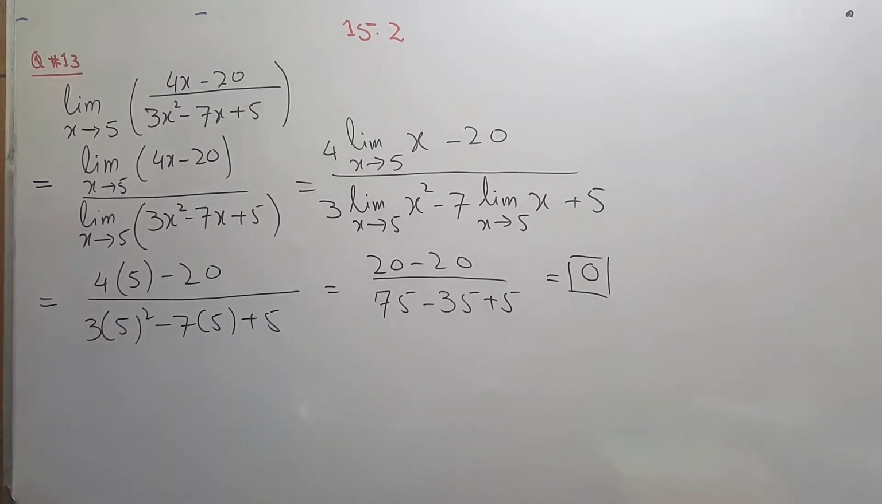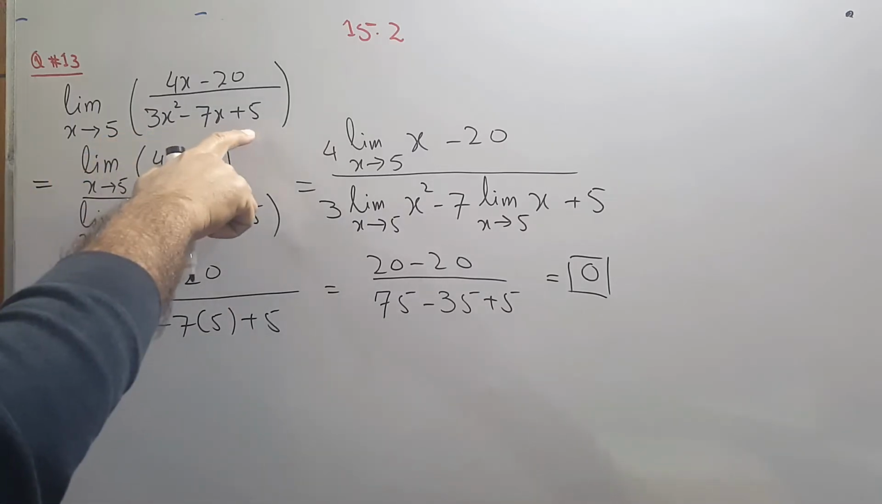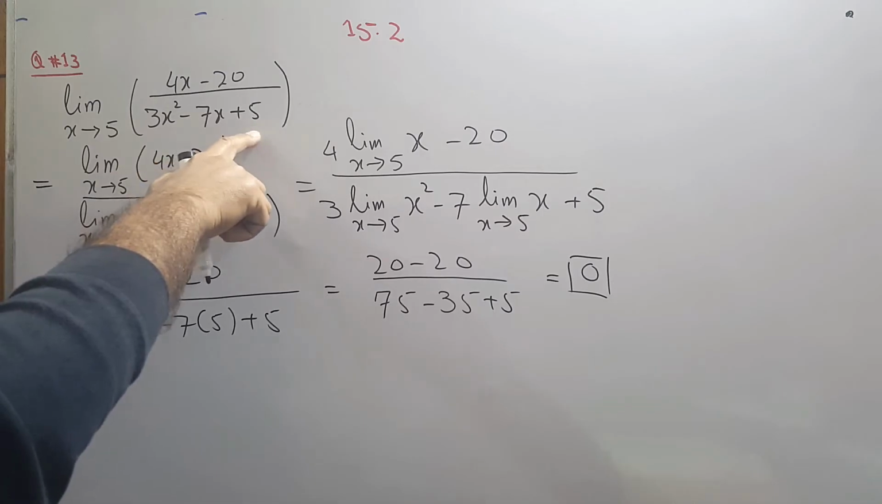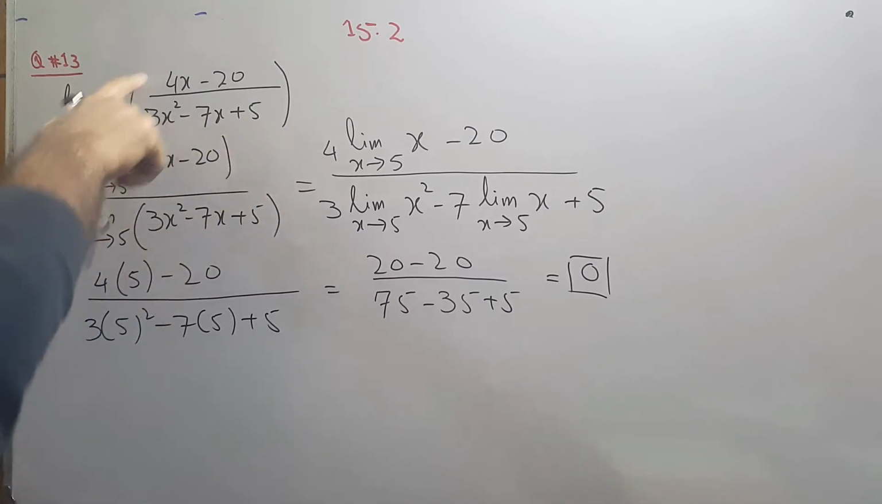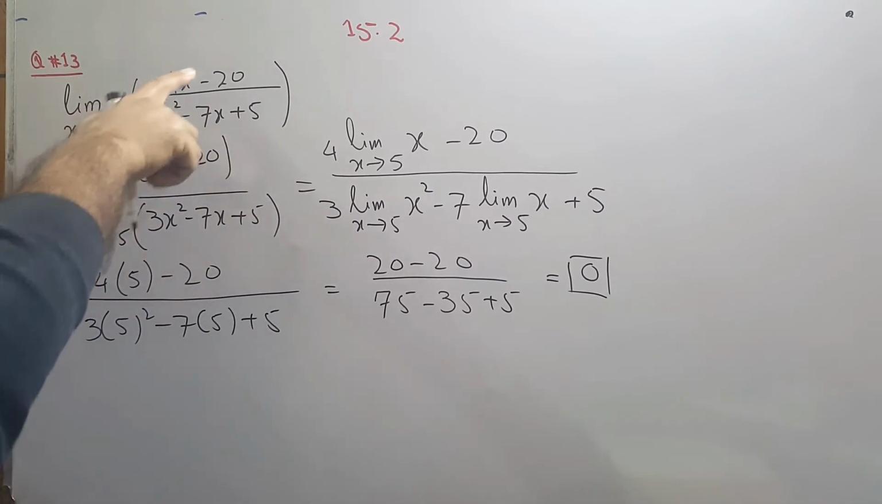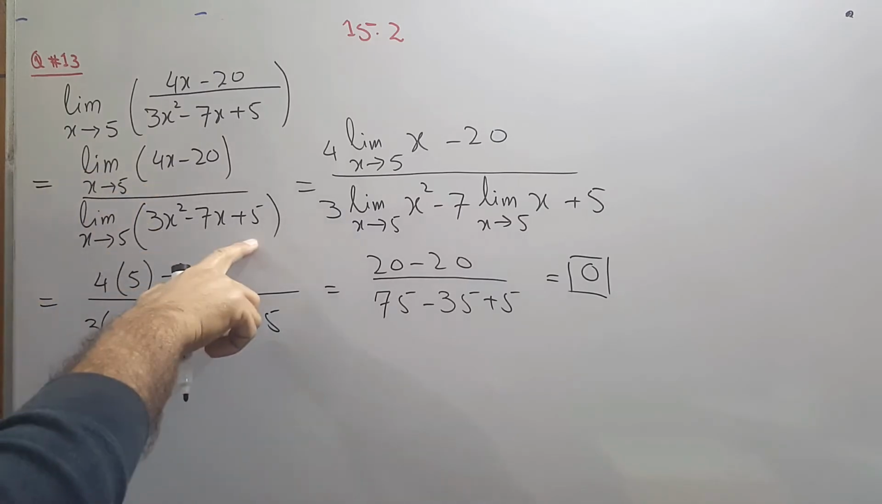Okay, so section 15.2 continues. The next question is question number 13, which says the limit as x approaches 5 of 4x minus 20 divided by 3x squared minus 7x plus 5. So we have to find the indicated limit. We can see that the denominator, if you put 5, is not 0, so we can separately apply the limit on the numerator and on the denominator.